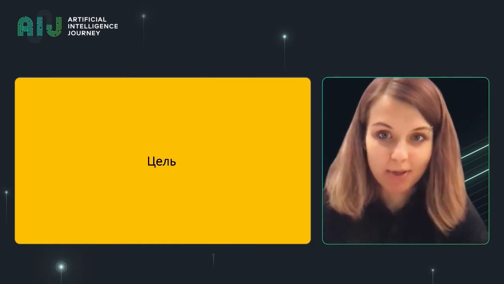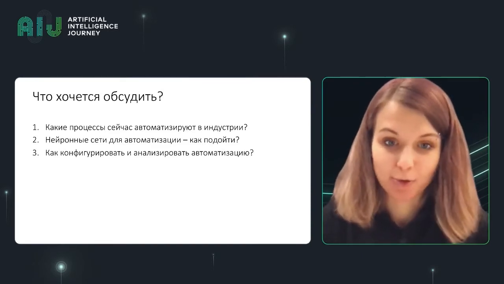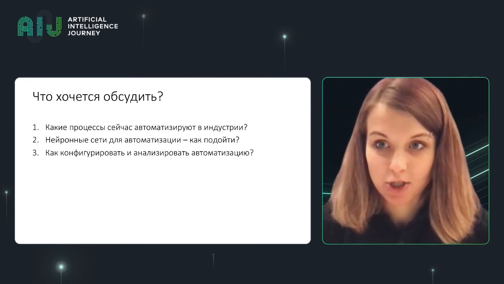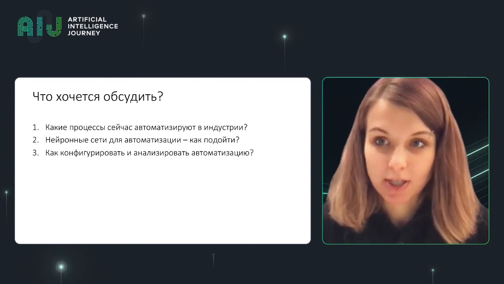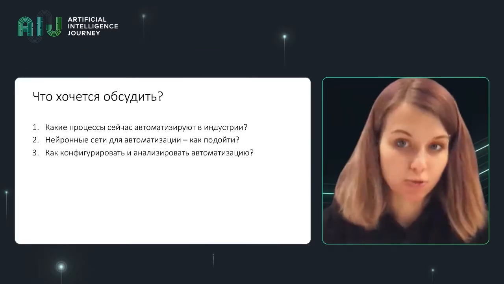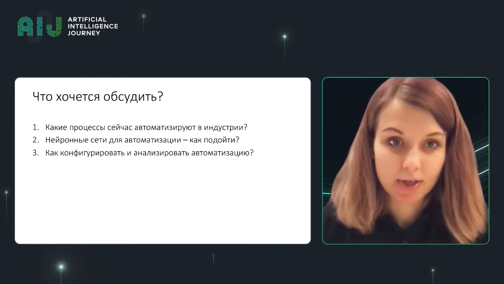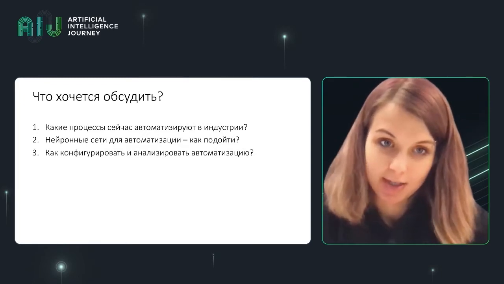So let's speak about the goal of this presentation, why we're here today, what I want to tell you about, and what understanding we can all have after this presentation in 15 minutes. So what we want to discuss today, what processes are automated in the industry now, and let's discuss neural networks for automation, how to approach and how to configure and analyze automation. So why is it important? Because many tasks in NLP, from the point of view of business, are needed to substitute manual work, human beings' work, and it is important to understand how these tasks are related to specific business processes, why we need it, and what place neural networks take in this, and how to make neural networks flexible and how to adapt them to various tasks. That's what we're going to discuss today.